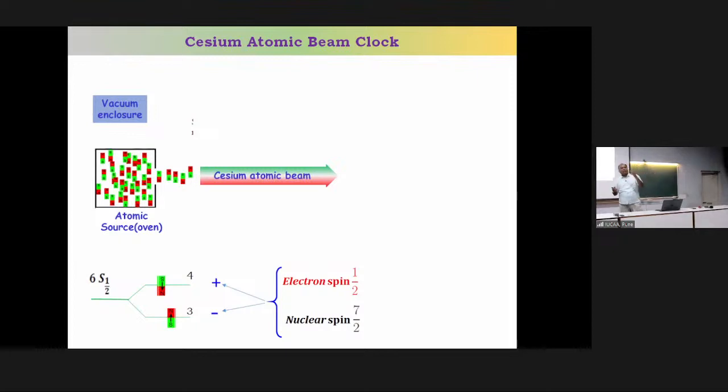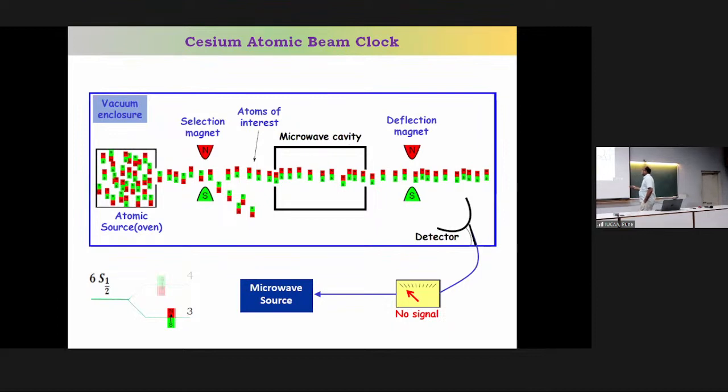So they will all come out through that hole, and this is called an atomic beam. So we have to create an atomic beam in this one, which is a cesium atomic beam. And then we use a magnetic field gradient. Why? I think you have learned the Stern-Gerlach experiment, right? In the Stern-Gerlach experiment, what happens? If you apply a magnetic field gradient, then we split it into two different parts because of the interaction.